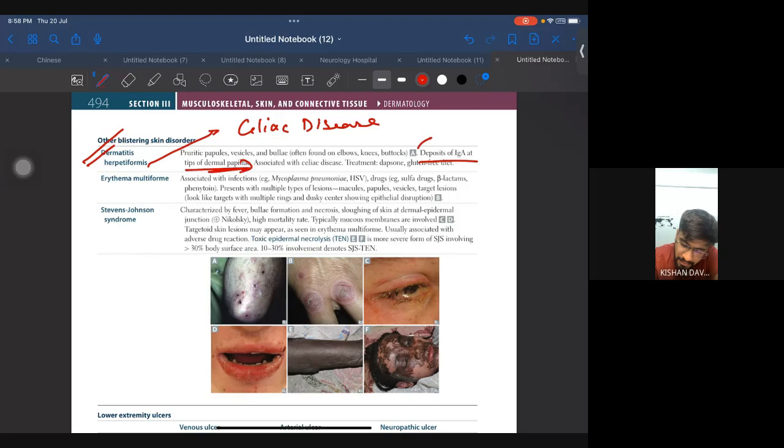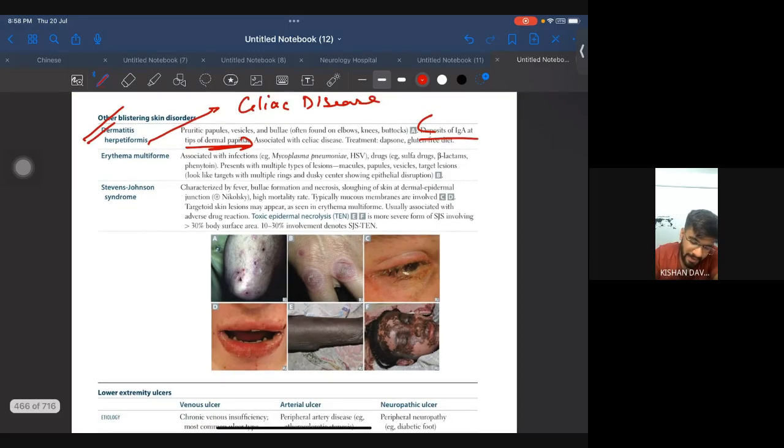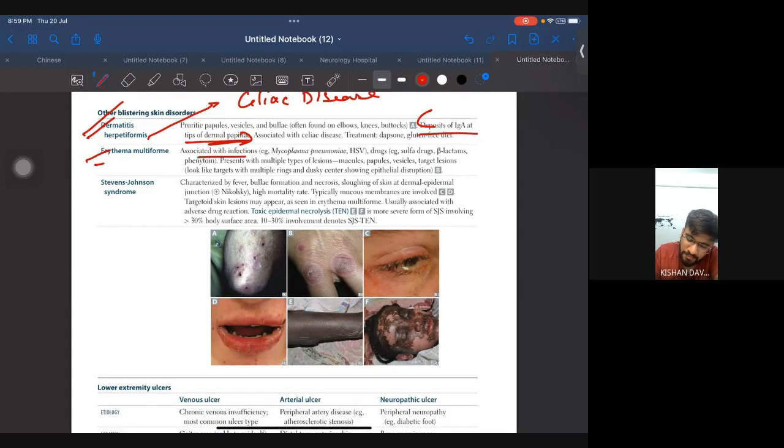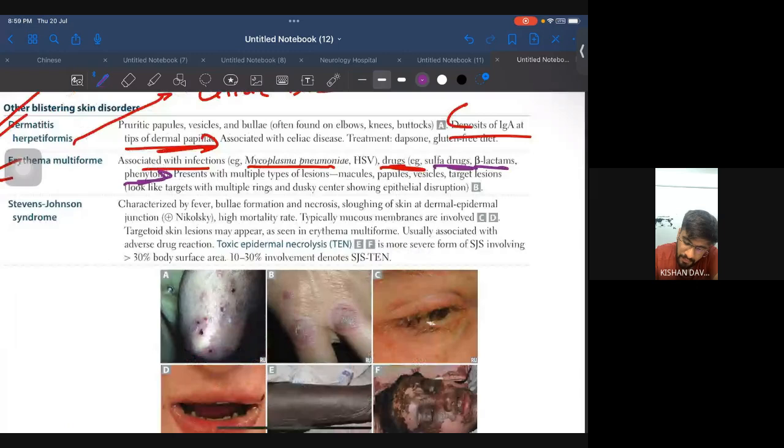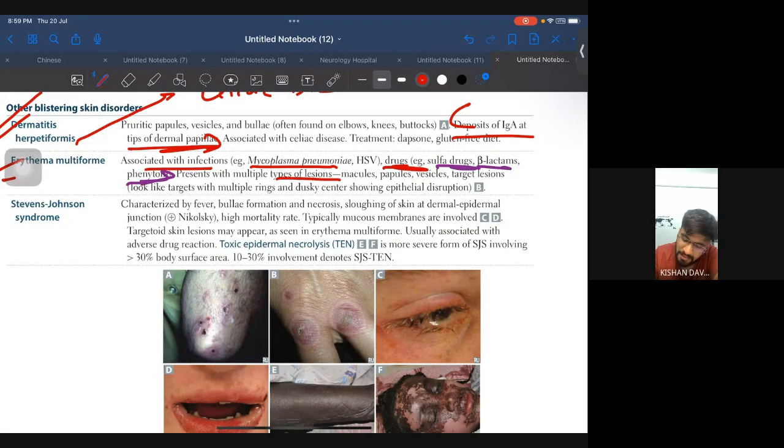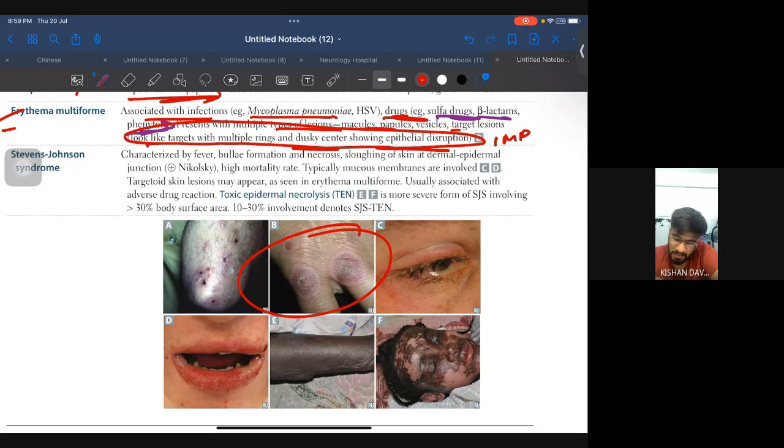This is very important. Erythema multiforme is associated with infections such as Mycoplasma pneumoniae. Drugs are very important: sulfa drugs, beta lactams, and phenytoin. It presents with multiple types of lesions, macule, papule, it can be anything. It looks like targets, with multiple rings and a dusky center showing epithelial disruption. This is very important. This image of erythema multiforme is very commonly asked.